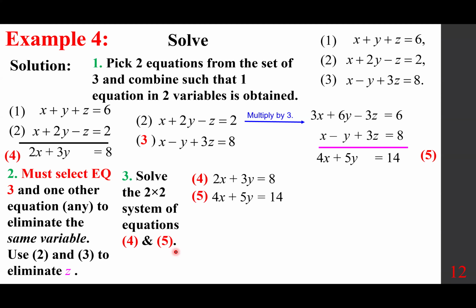You always take the least number of steps. Notice this is 4, this is 2. If I multiply this one by -2, I can cancel out the x. If I want to cancel out the y, this one I got to multiply by 5, this one by 3, and one of them has to be negative. So easiest one, multiply this one by -2. So what happens? This one you repeat it. This one becomes minus 4x minus 6y equals minus 16.